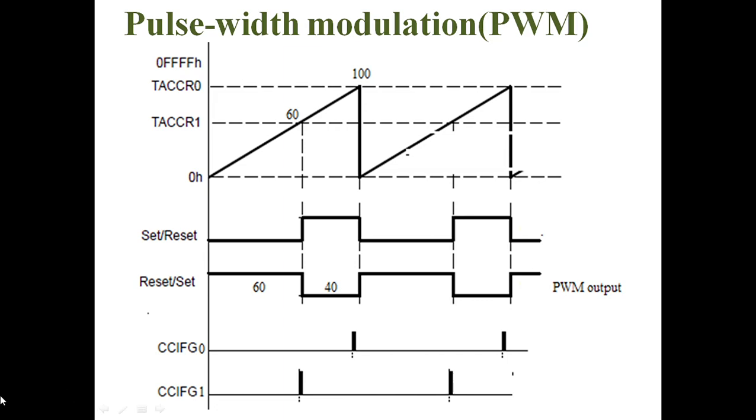Similarly, Timer A register up mode in the reset set mode. So we need to set the 100 value in the Timer A capture and compare register. Timer A register initial value is 0. At that time the pulse width modulation output is active high. So whenever the Timer A counter value meets 60 in the Timer A capture value register, it becomes low.